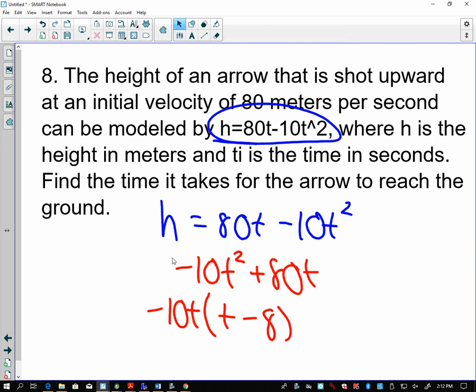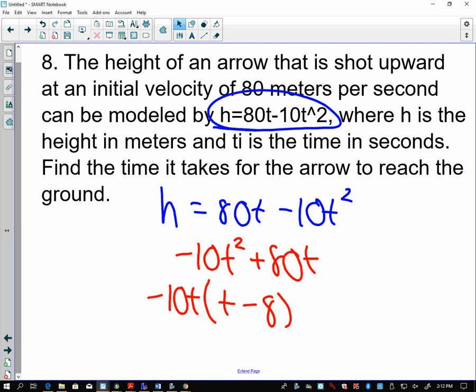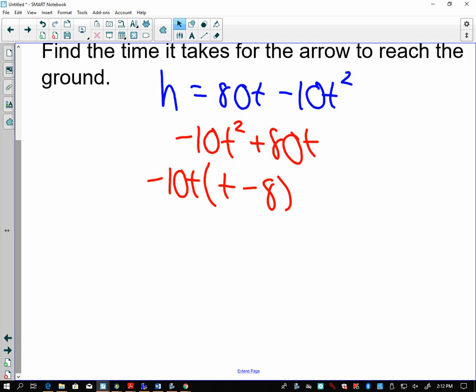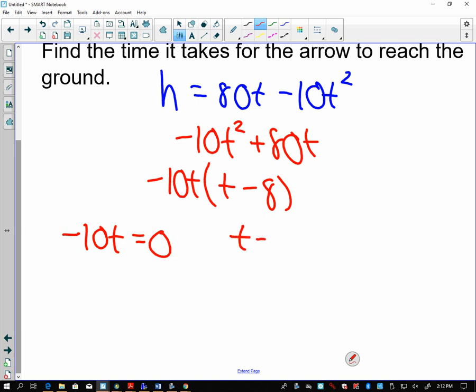All right, now we have to figure out what to do from here. Again, we want to solve for t. So what's next? Perfect. Negative 10t equals 0 and t minus 8 equals 0. Okay, what about the first part, the negative 10t equals 0? What are you doing to solve for t there? Divide by negative 10. Okay, what is 0 divided by negative 10?